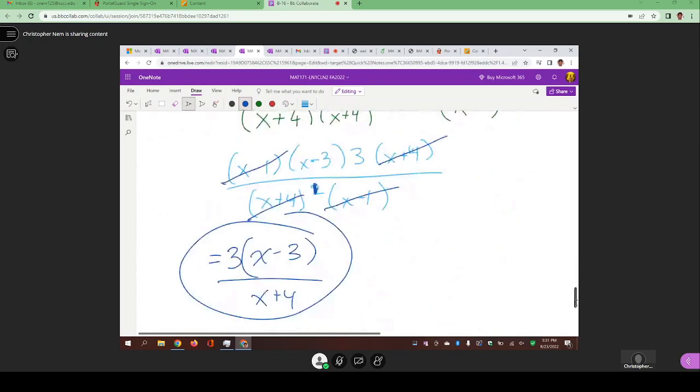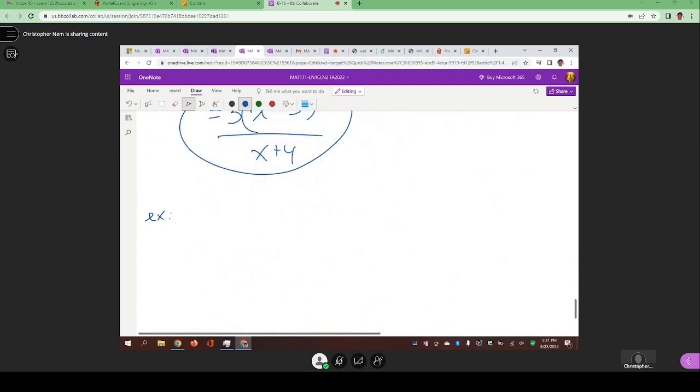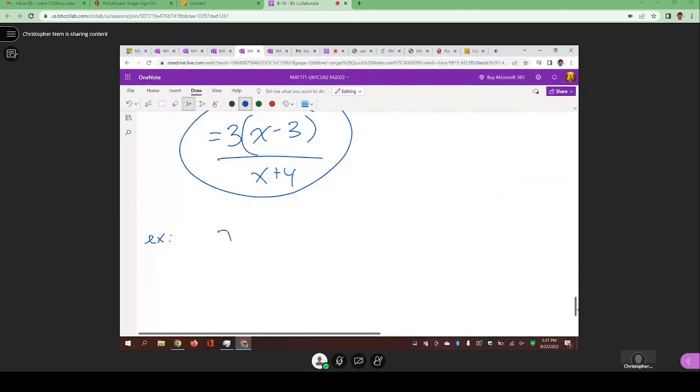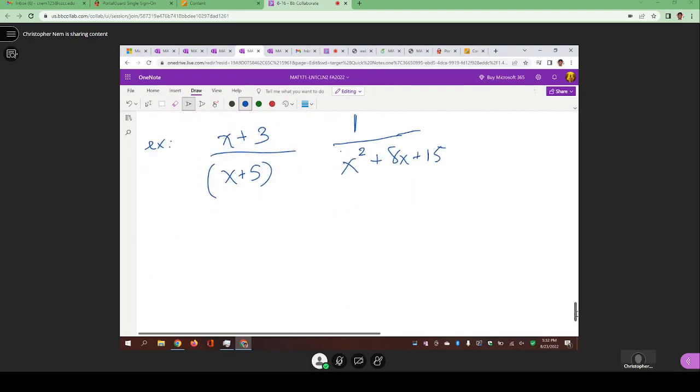That's one example. Let's do another example of multiplying. I'll make up an example. x plus 3 over x squared plus 8x plus 15, times 1 over x plus 5. If I multiply this out straight across, I get x. Oh, first we've got to factor, actually. I apologize.